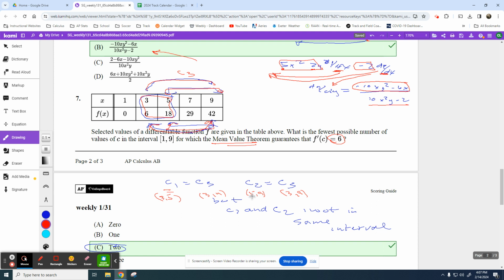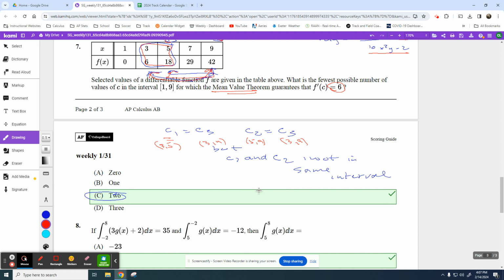So there's 3 spots. We got from 3 to 5, if you calculate the slope here. We've got from 3 to 9, if you calculate the slope there. And we also have from 5 to 9, if you calculate the slope using the slope formula there. 3 spots. So initially you go, oh, well, it's got to be 3. Problem is, if you look at this, C1 and C2 are not on the same interval. In other words, they're not contained in the same interval. So 3 to 5 is not inside of 5 to 9. So we don't know for sure that they got to be in the same interval, remember.